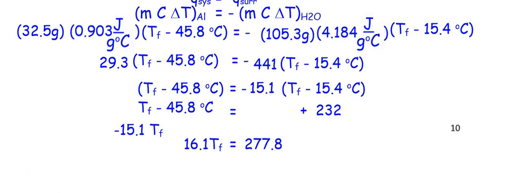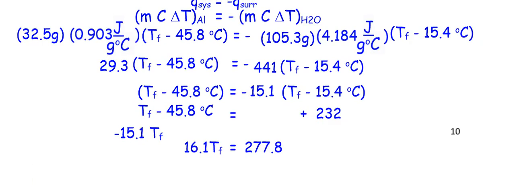And then if I scroll down just a tad, divide both sides by 16.1, TF is equal to... but what about my sig figs? How many sig figs should I have? If you go back and look, I think you're going to end up with 3. So that's what I got.